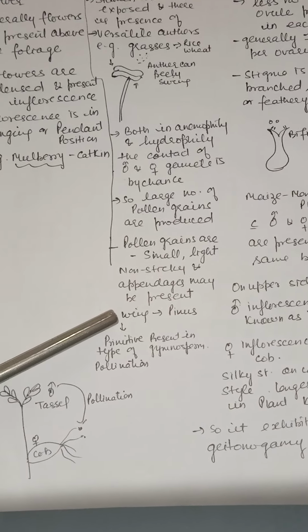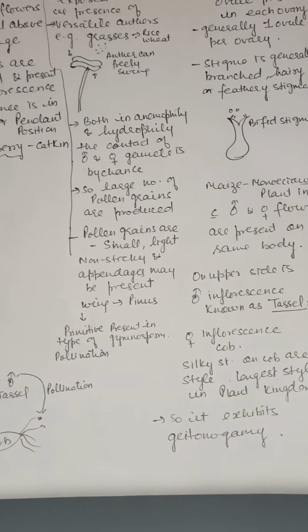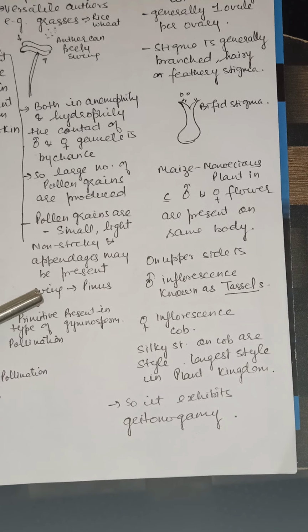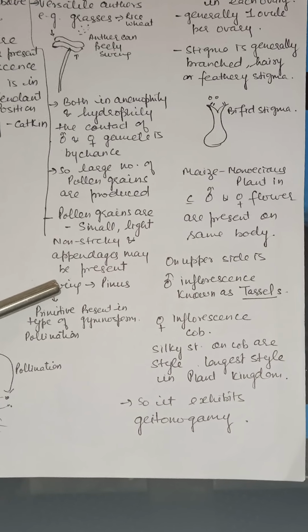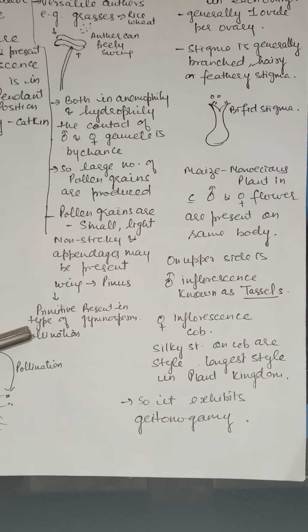Pollen grains may be winged, for example in case of Pinus. This presence of wing is a primitive condition. It is a primitive type of pollination and it is generally present in gymnosperms.